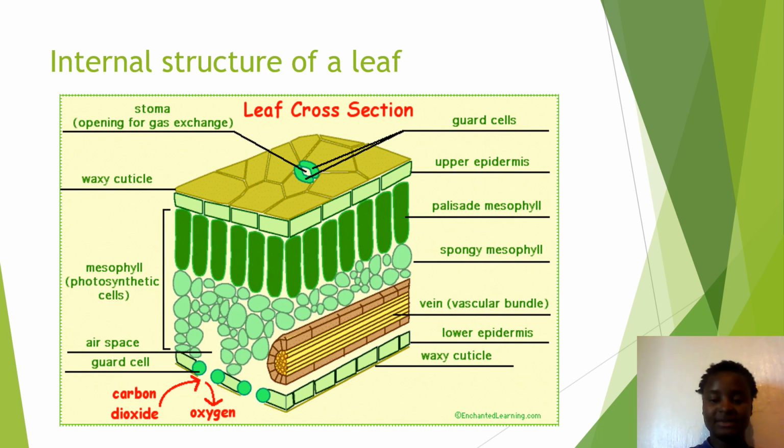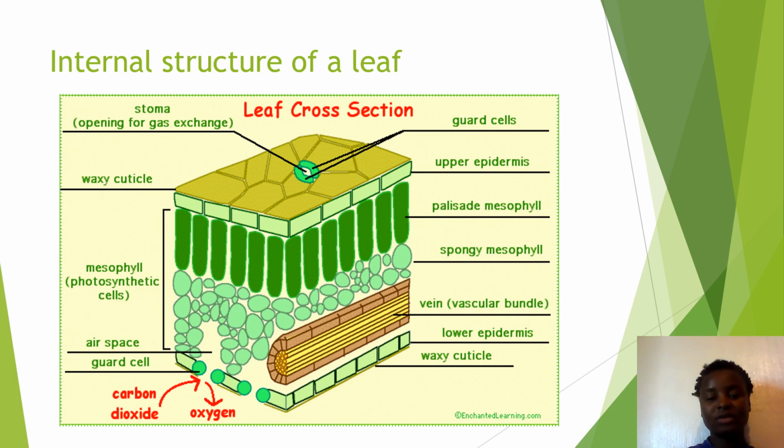So now looking at the internal structure of a leaf, this is the very important part, and you must master it very well. So firstly, I touched on the waxy cuticle, which looks like a thin plastic layer on your leaf. This reduces water loss, right?